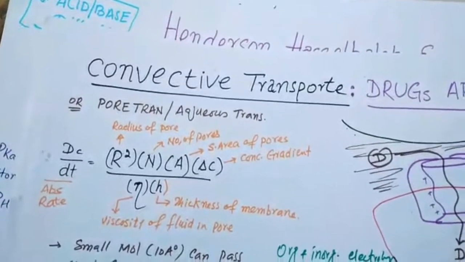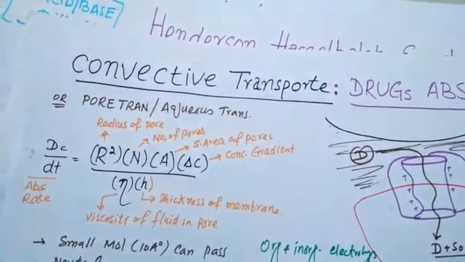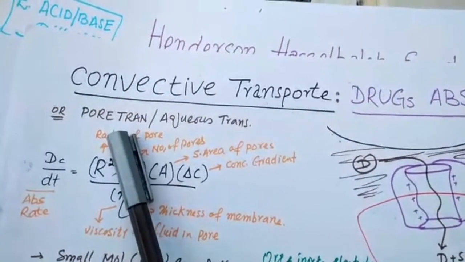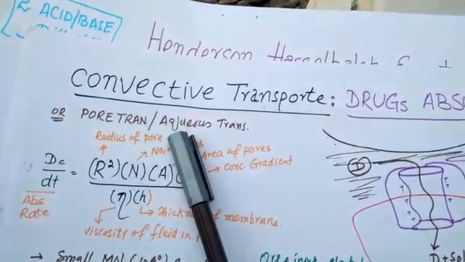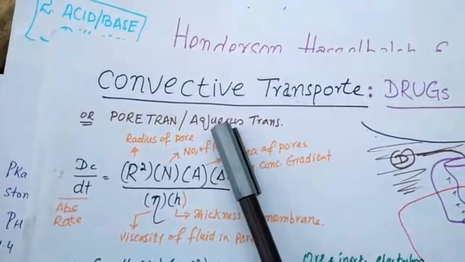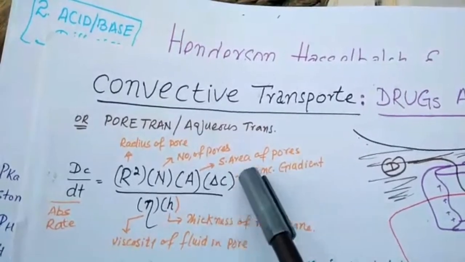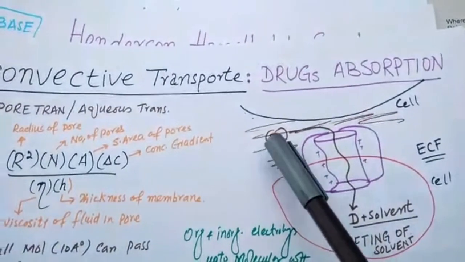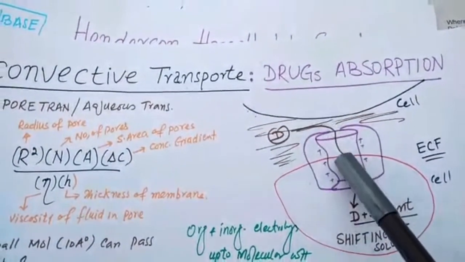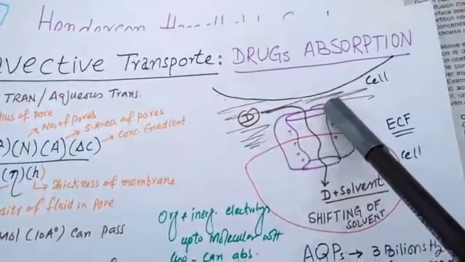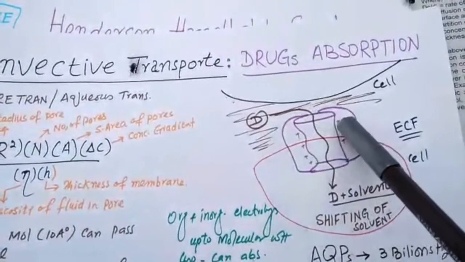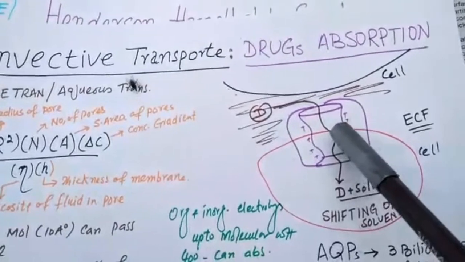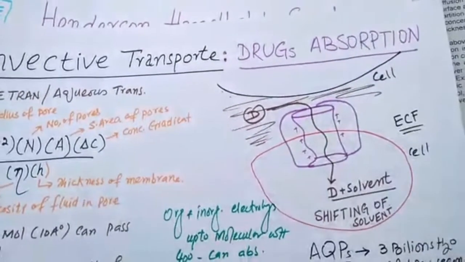Convective transport. Convective transport is also known as pore transport or aqueous transport, because in convective transport the transfer of drug molecules takes place through special pores which are located at the cell surface or cell membrane, and these special pores are known as aquaporins.